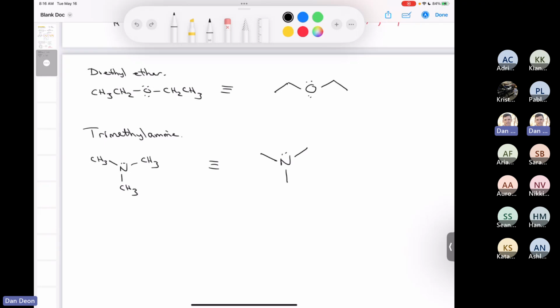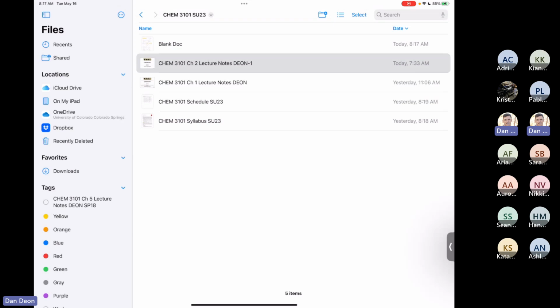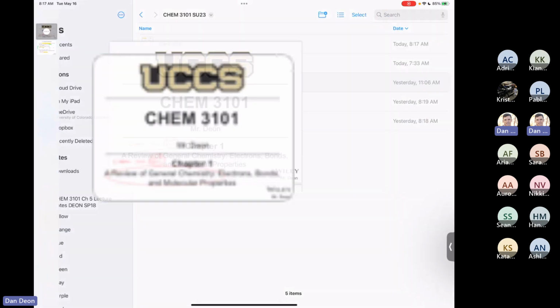Any questions about the bond line structures before we move on to section 1.13 and talk about solubility and actually look at the last few problems of question 1.12? All right, so let's go back to chapter 1.